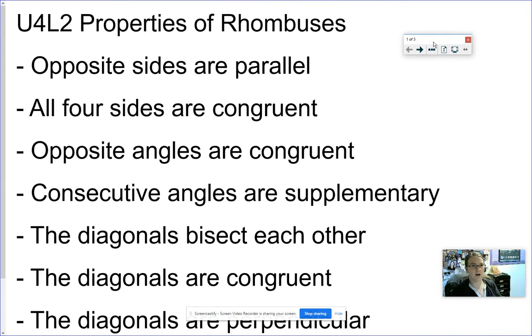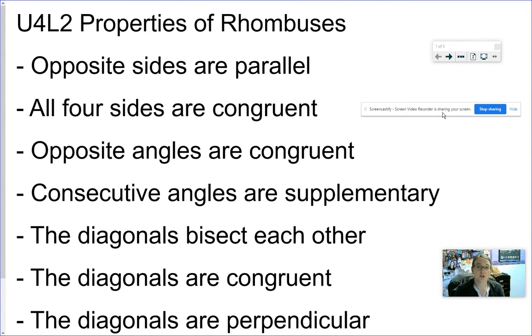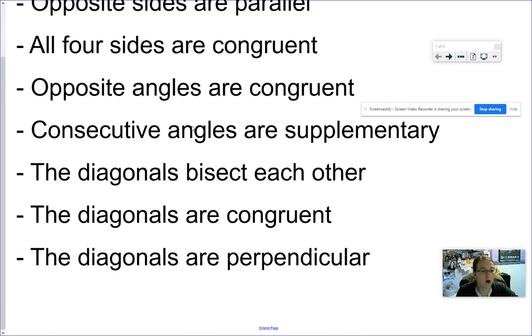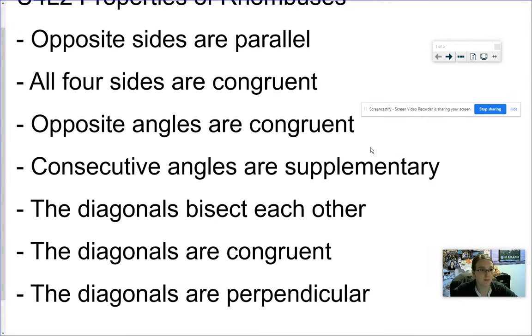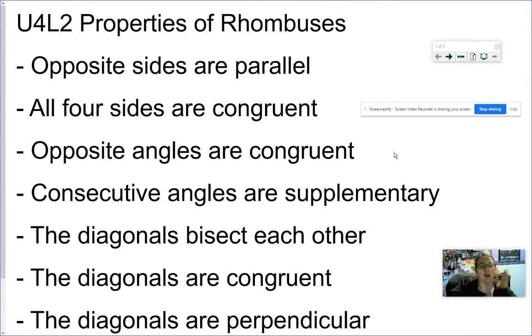Okay, we are here to add on another shape. So far, we've talked about parallelograms. That's what this unit so far is going to be about. Now we're adding on a rhombus. So you should have already had all of these properties copied from the parallelogram properties document. That's our key to being successful on this test.